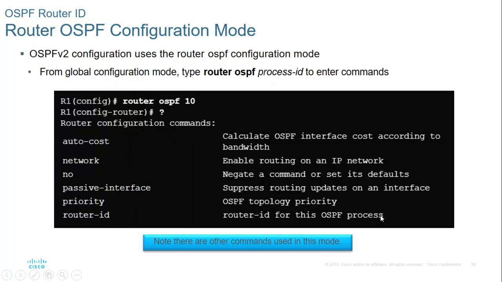OSPF version 2 configuration uses the router OSPF configuration mode. This is similar to every other dynamic routing protocol configuration. So in the configuration mode, you type router OSPF and the process ID, in this case 10. And then when you press enter, this will bring you to the router configuration mode of OSPF. Of course, if you type a question mark, you can see what other commands are available within this prompt.